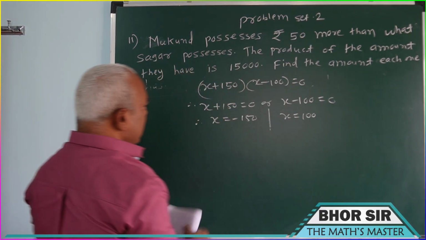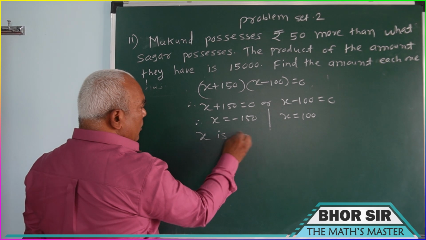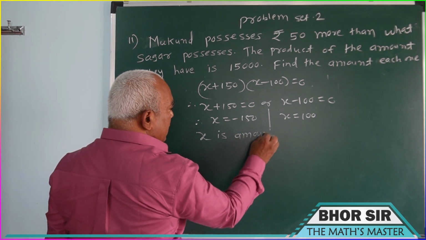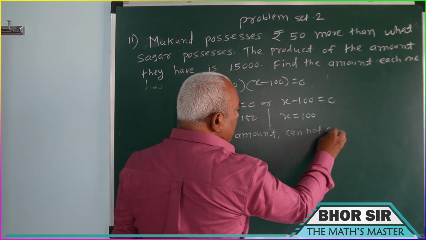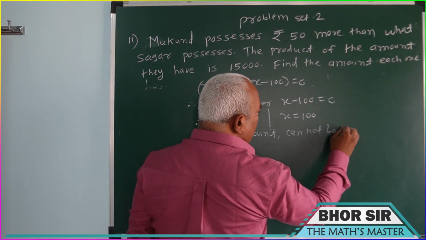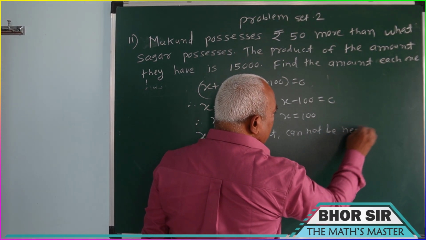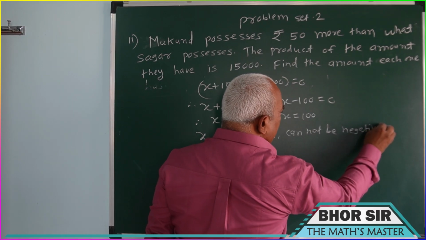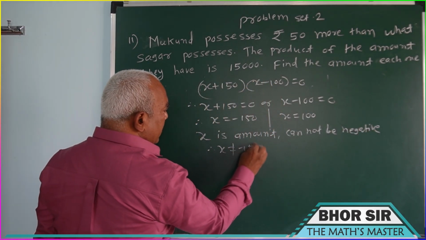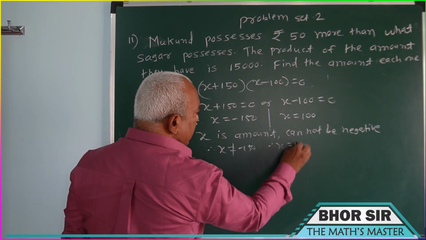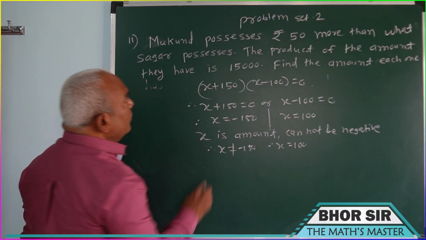But X is an amount, and an amount cannot be negative. Therefore, don't take minus 150. X will be 100.